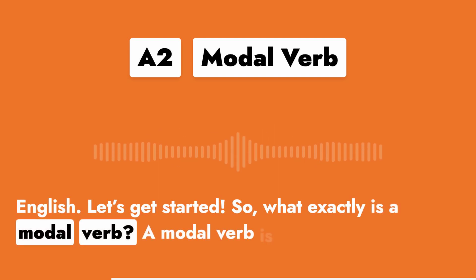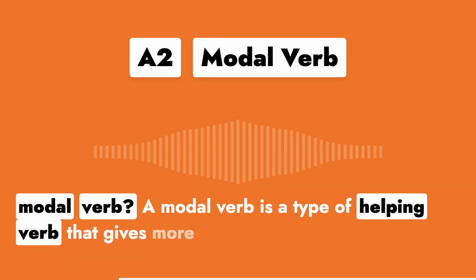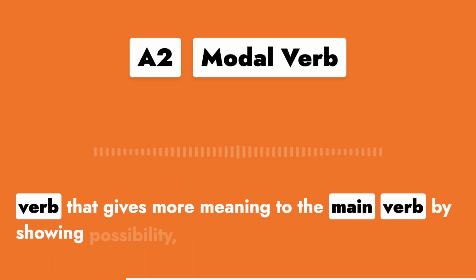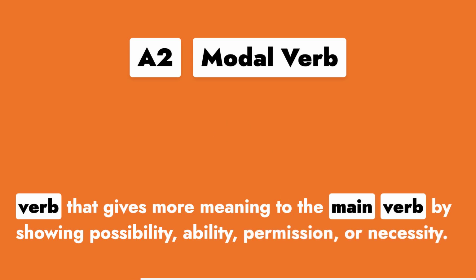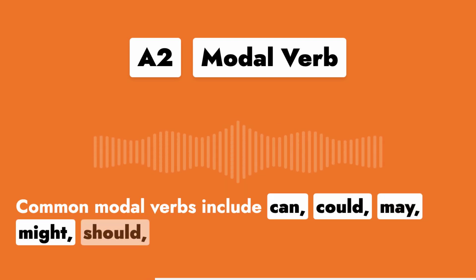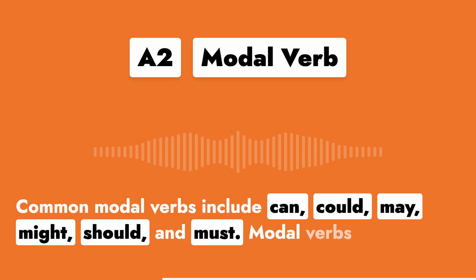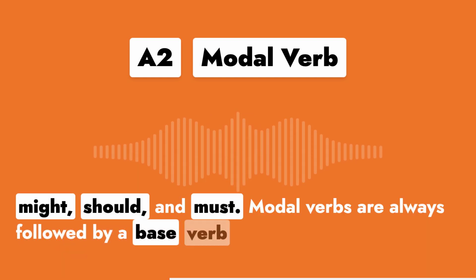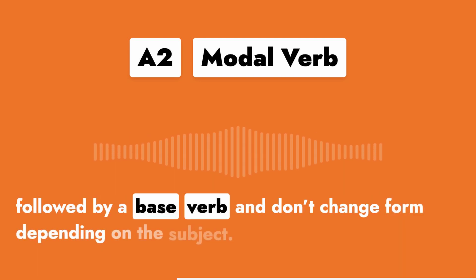A modal verb is a type of helping verb that gives more meaning to the main verb by showing possibility, ability, permission, or necessity. Common modal verbs include can, could, may, might, should, and must. Modal verbs are always followed by a base verb and don't change form depending on the subject.